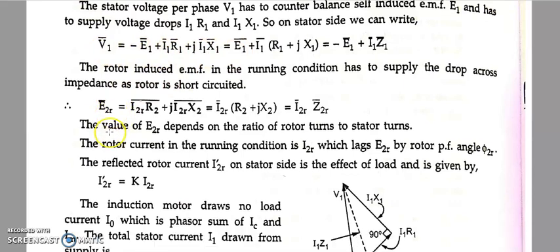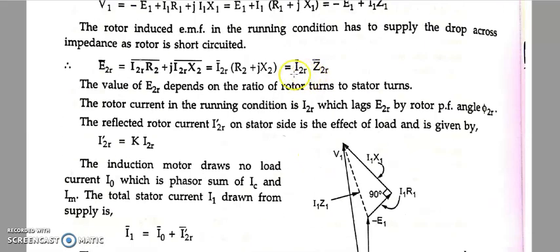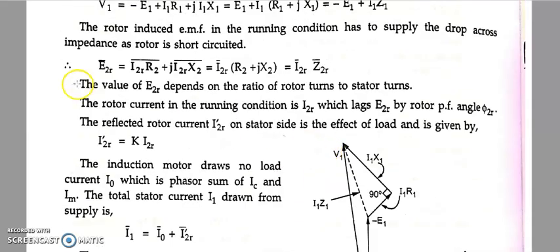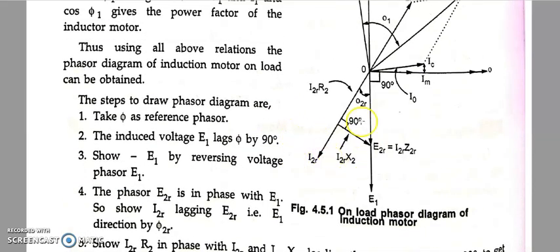The only thing remaining is the second one, that is E2R is equal to I2R into Z2R. So why did I draw I2R like this? Because I need I2R to be shown. Now coming to this first part, I2R into R2. Basically it's a voltage drop in the resistance, and remember, in the resistance, if a voltage drop occurs, voltage and current will lie in the same phase. That's why I2R2 is overlapping on the I2R.